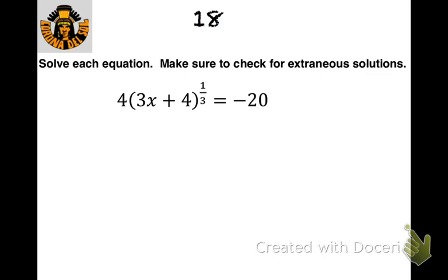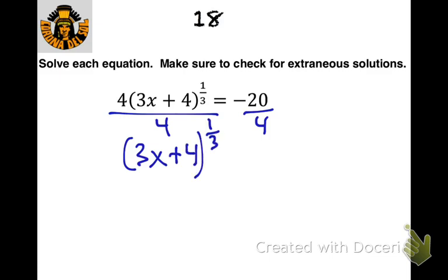All right, so this one, you always want to make sure you isolate the radical. I know you're not really looking at a radical there, but the 1/3 power is a radical. So we're going to divide by 4 first. So then that's 3x plus 4 raised to the 1/3. Negative 20 divided by 4, that's negative 5. Now to get rid of this 1/3 power, you can just raise it to the 3rd power. Because it's really nice, they'll just cancel out like that. So then it'll just be 3x plus 4 raised to the 1st power, which is, you don't write anything.